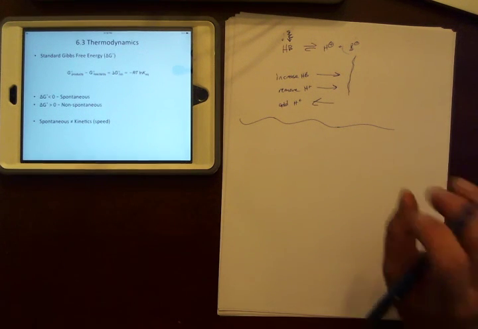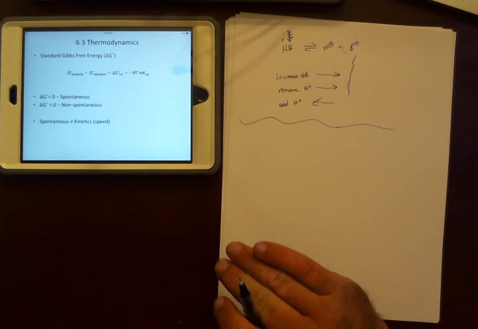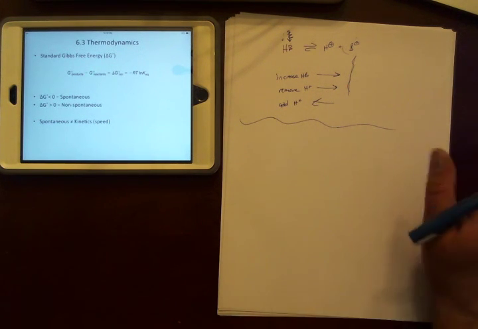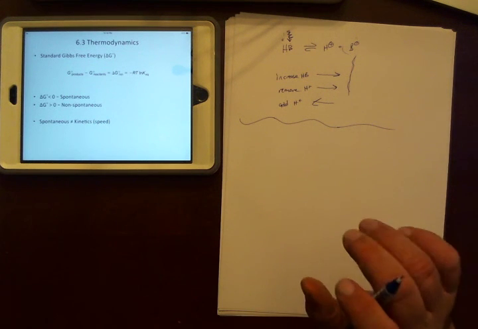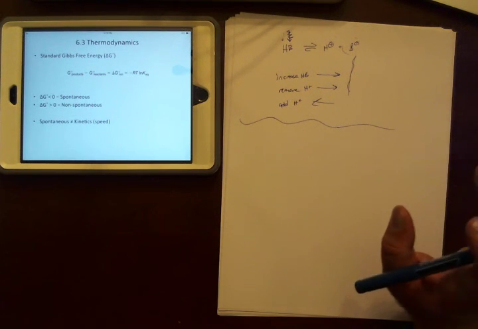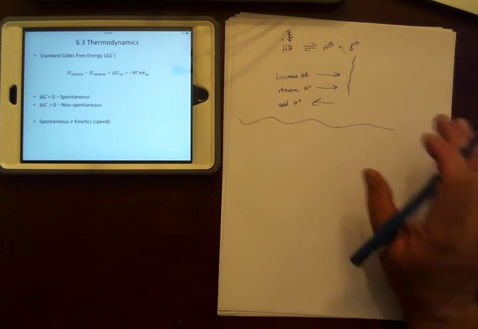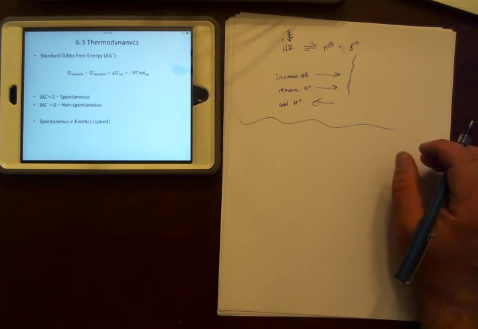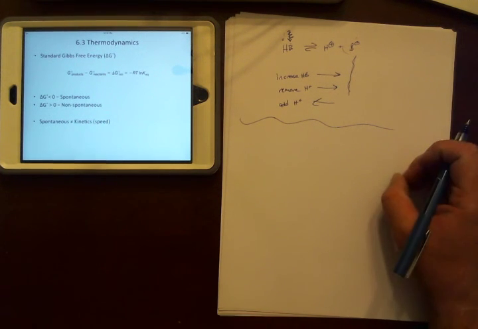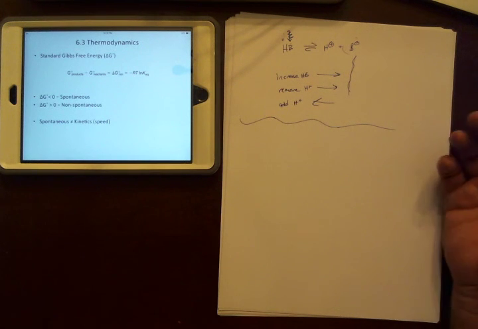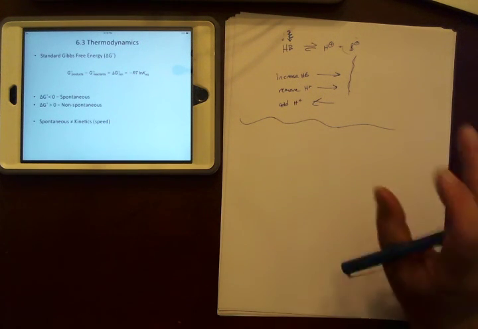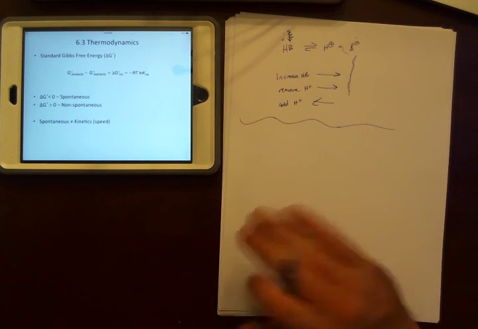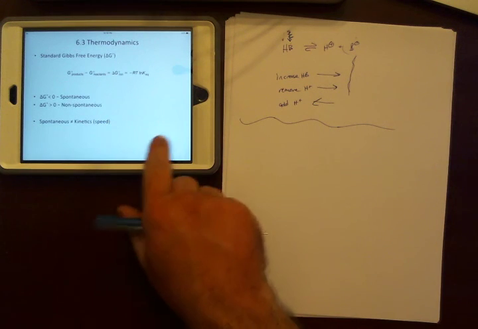Now, don't get confused with spontaneous and kinetics. Those are two separate things. So your diamond ring, that you either received or gave, is in fact thermodynamically unstable. It will turn into a big lump of graphite eventually. It's spontaneously unstable. However, it's going to take a billion years to do it. So it is spontaneous, but that doesn't necessarily mean it's fast. Two separate issues, so don't get those confused.